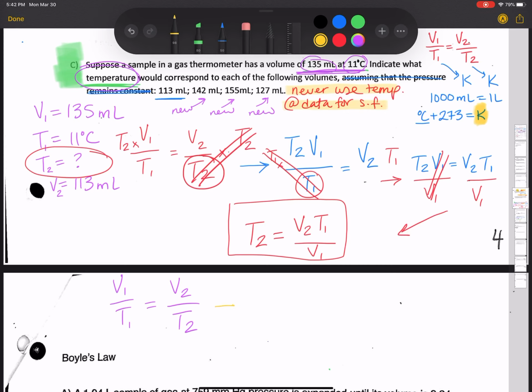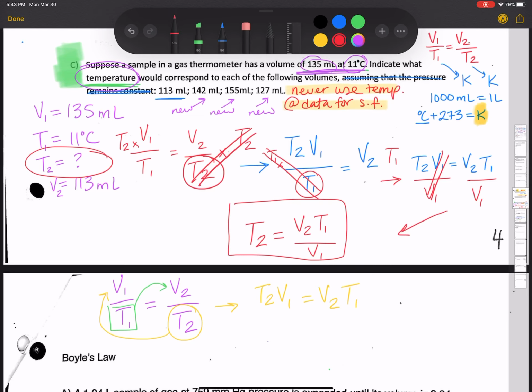So here's what it would look like. You're going to now say T2 times V1 equals V2 times T1. So notice what I did here. I brought T2 out of the denominator by multiplying it and bringing it next to V1. And then I took T1 out of the denominator, multiplying it and bringing it next to V2. That will always work for you for Charles's law. Get the temperatures out of the denominator, but have them switch sides. So T2 is next to V1 and T1 is next to V2.